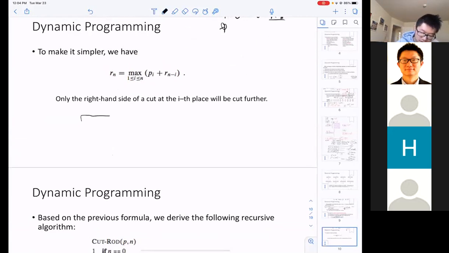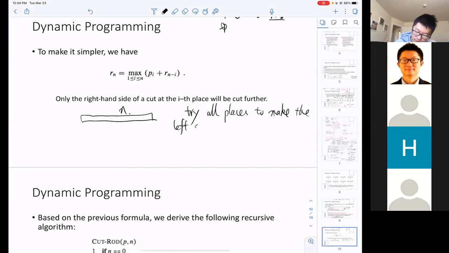So if we're given a rod of length n, what it does is try all the places to make the leftmost cut. Okay, so if we make the leftmost cut at this place at i, it means that we've got an i inch rod on the left, and we've got an n-i inch rod on the right hand side. Correct?